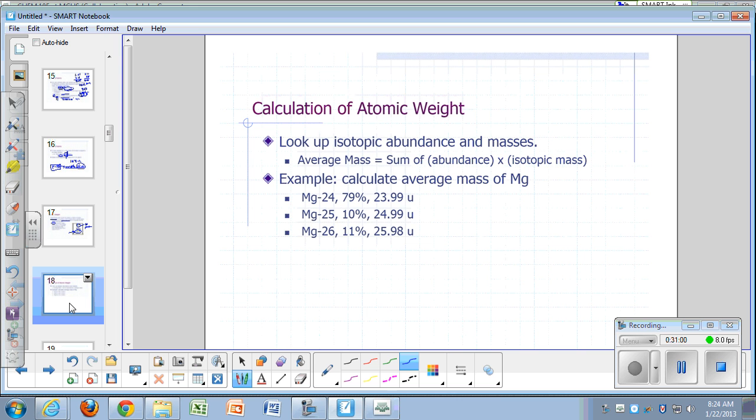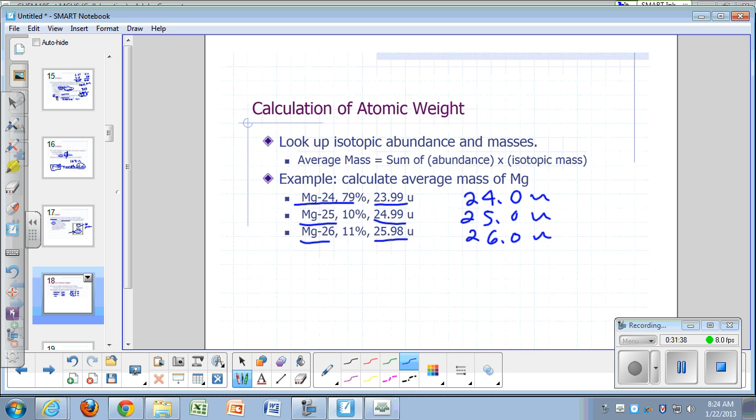All right, so if you look up the atomic masses of magnesium from webelements.com, you'll find that 79% of magnesium atoms in nature are magnesium-24. You'll notice the atomic mass of magnesium-24 is 23.99, or to the nearest tenth, that's 24.0 atomic mass units. The magnesium-25s are 24.99, or 25.0 atomic mass units. Magnesium-26, 11% of the magnesium atoms you'll find in nature, have a mass of 25.98, or to the nearest tenth, that's going to be 26.0 atomic mass units.